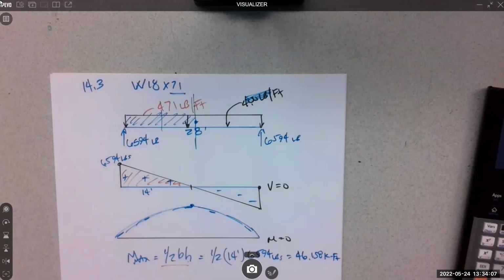Yeah, if it's a triangle for sure. It does get complicated if it's parabolic in the shear. But yeah, it's not bad. It's not bad at all.